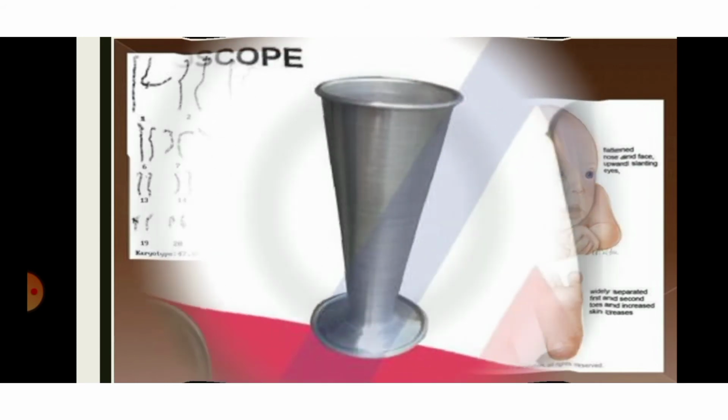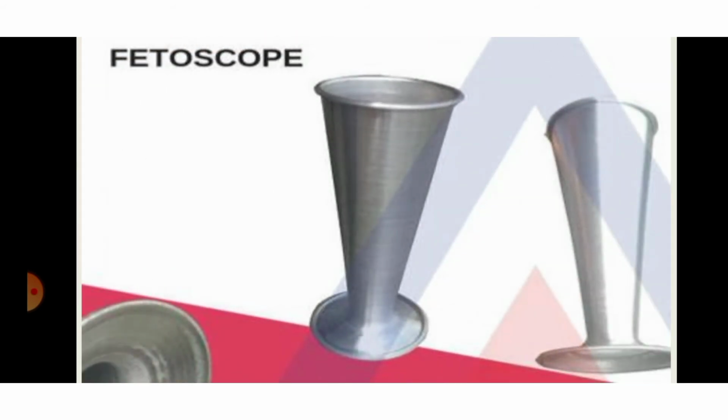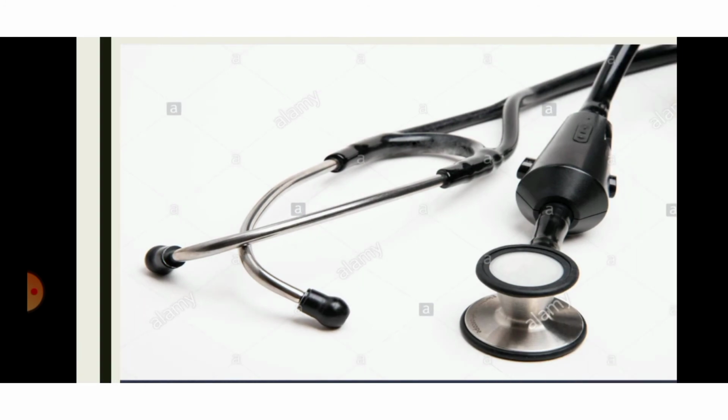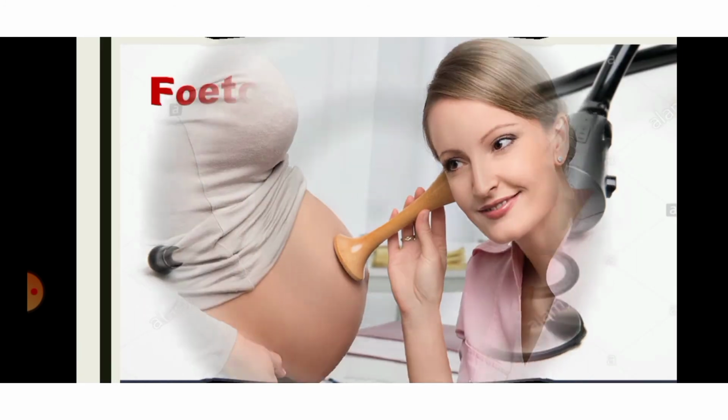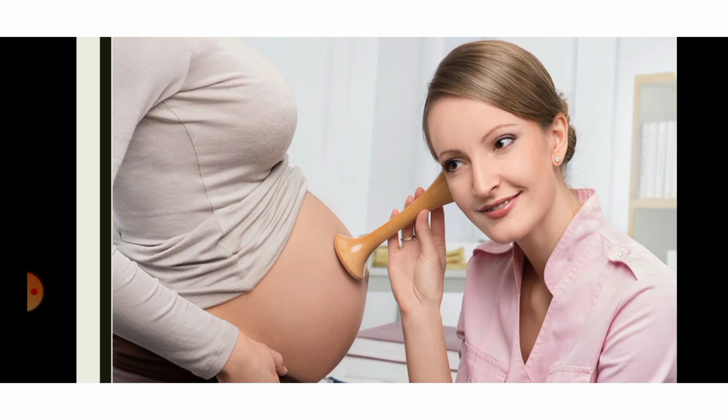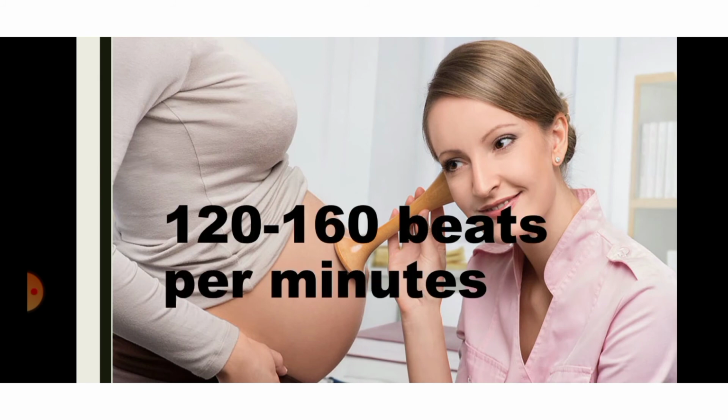The next method is the fetoscope. Fetoscope is used to monitor the fetal heart rate and other functions during late pregnancy and labor. The average fetal heartbeat is between 120 and 160 beats per minute.